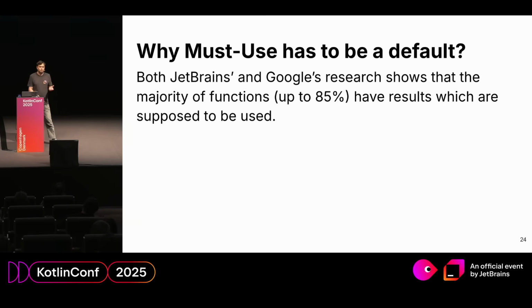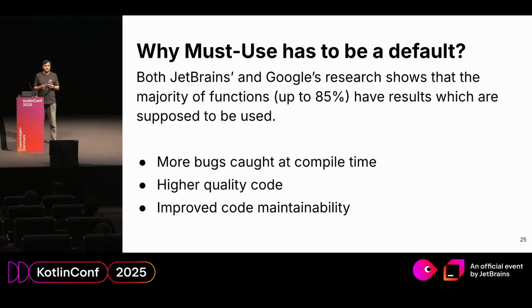And functions like mutable list add or string builder append are only maybe 20% of all the functions there in the world. So by assuming that the must-use return value is a default state, we can catch more bugs at compile time. We can improve the quality of our code. And we can improve code maintainability, because it's much easier to reason about the code when the value is either explicitly used or explicitly dropped, instead of just leaving it out in the wild.